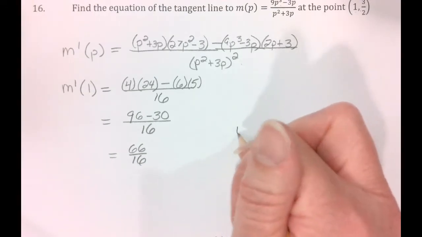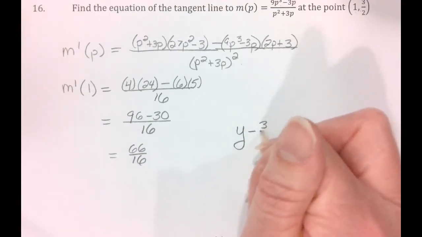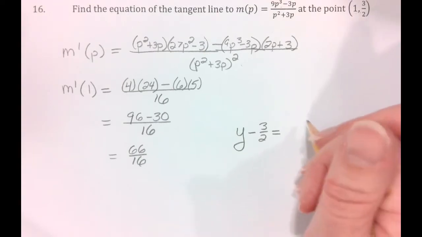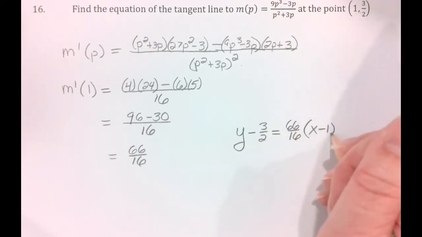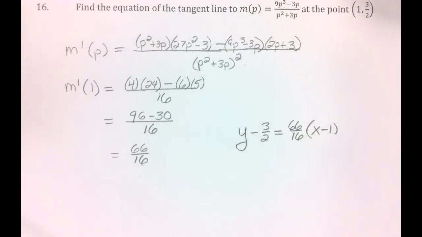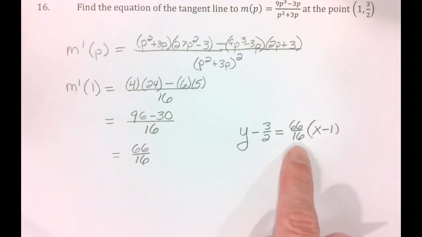I'm going to go to my tangent line and say y minus 3/2 equals, the slope is 66/16 times the quantity of x minus 1. And there's the equation of the tangent line. If it's a multiple choice, then you might have to quickly reduce to find a match.